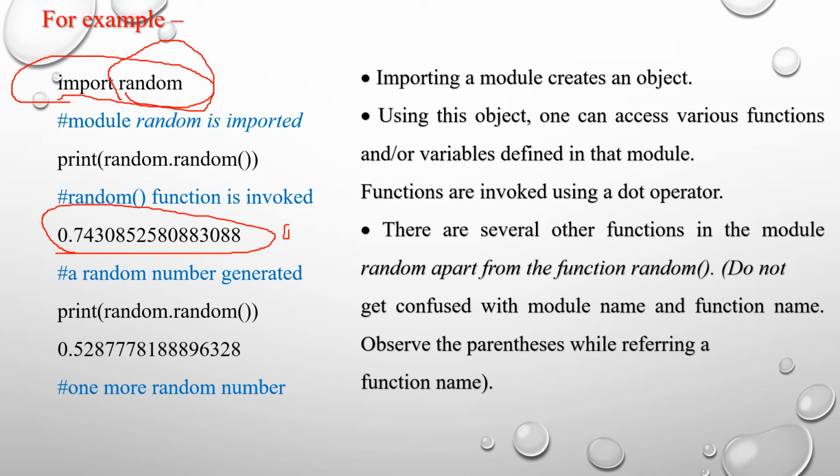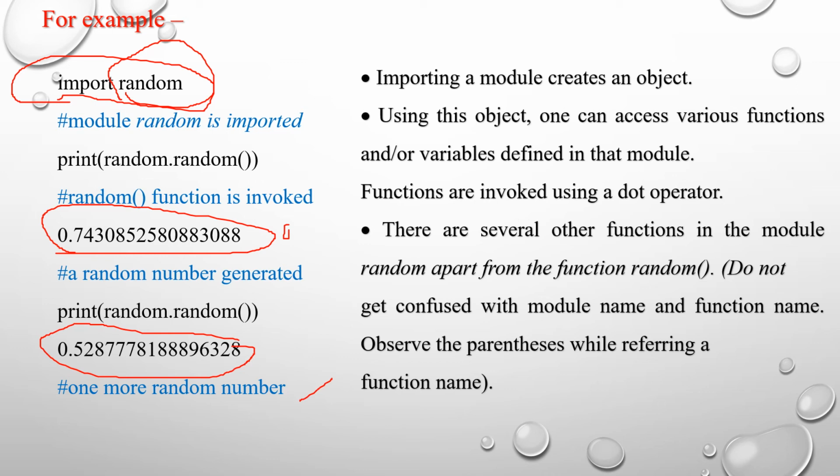Let's print one more value, print random.random(). It will print a random number. The randomly generated number is 0.5287. So this is one more random number.